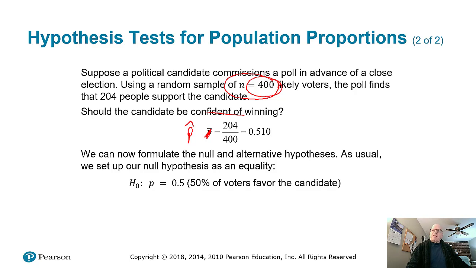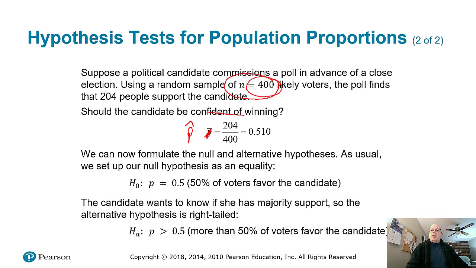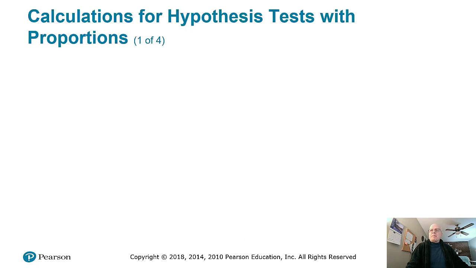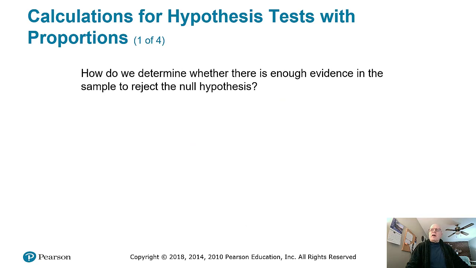Since 50% is sort of the default if we don't know anything at all, we're going to guess that the proportion is 50%, and the alternate would be greater than 50%. In other words, we think we're in line to win the game. So how do we find if there's enough evidence to reject the null hypothesis? Remember, the null hypothesis is it's a 50-50 game, or are we likely to win?